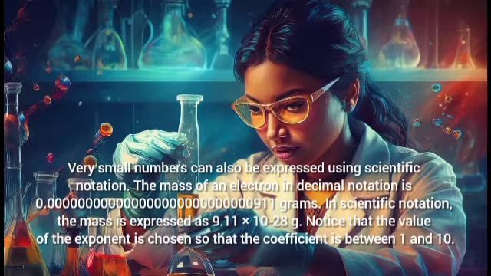The mass of an electron in decimal notation is 0.000... (a very long string of zeros) ... times 10 to the -28 g. Notice that the value of the exponent is chosen so that the coefficient is between 1 and 10.